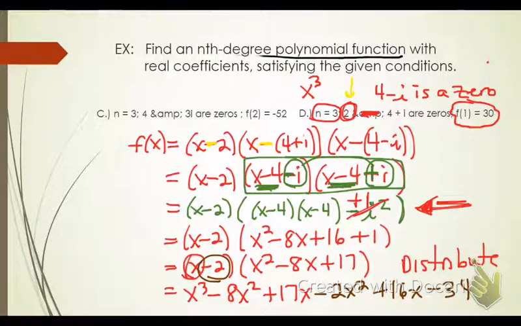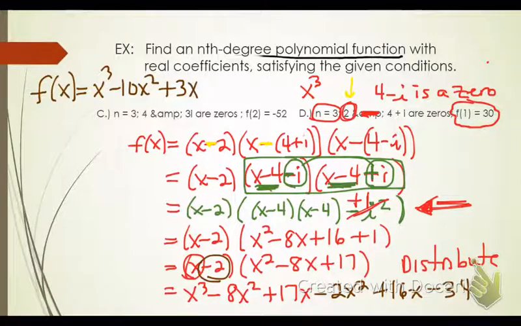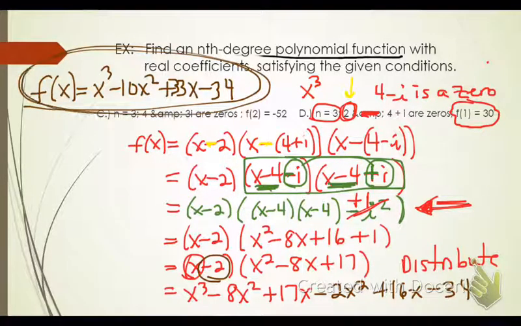So my function, when I combine like terms, ends up being x cubed minus 10x squared plus 33x minus 34. So this is my final answer, maybe. We have to satisfy the given condition.